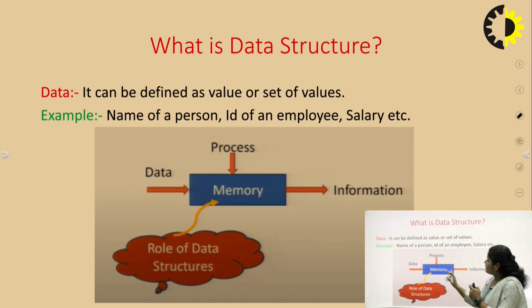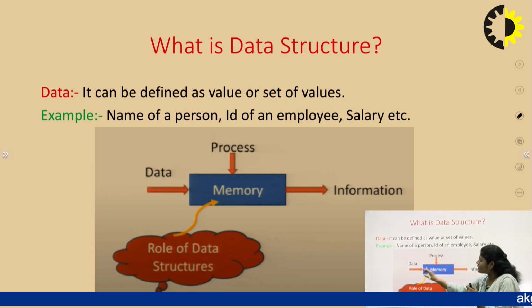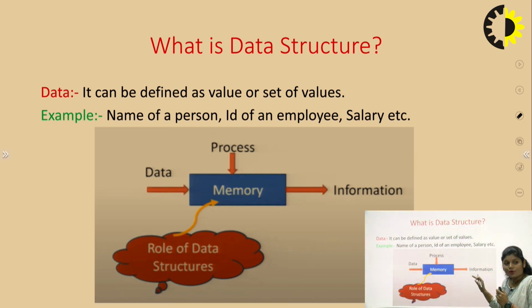So what happens in the memory part? When you give input as data, if you want to store data, update data, or optimize data, you perform that in memory. All the data is processed in memory. So this is the basic structure of how data is entered, where it is processed, and how you get information. So in memory, the role of data structure starts. I will describe the role of data structure.